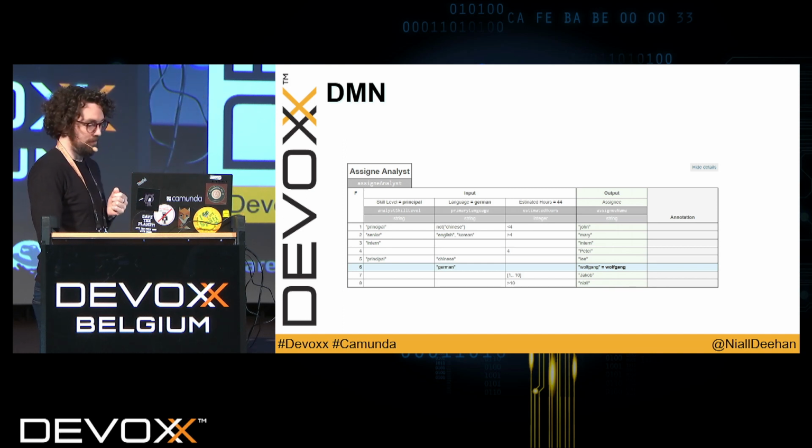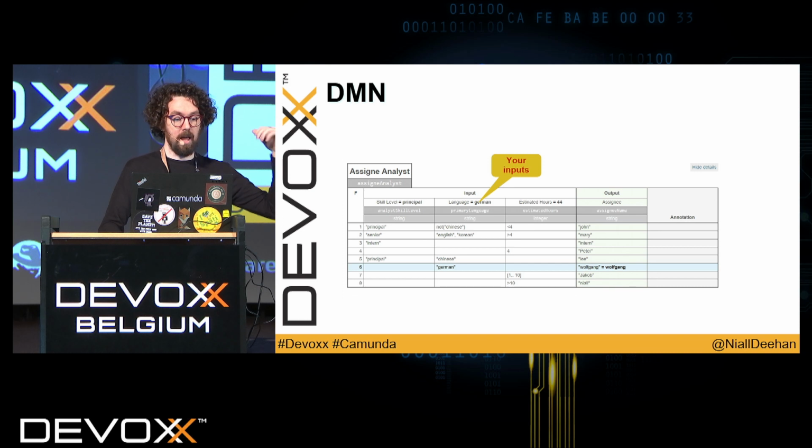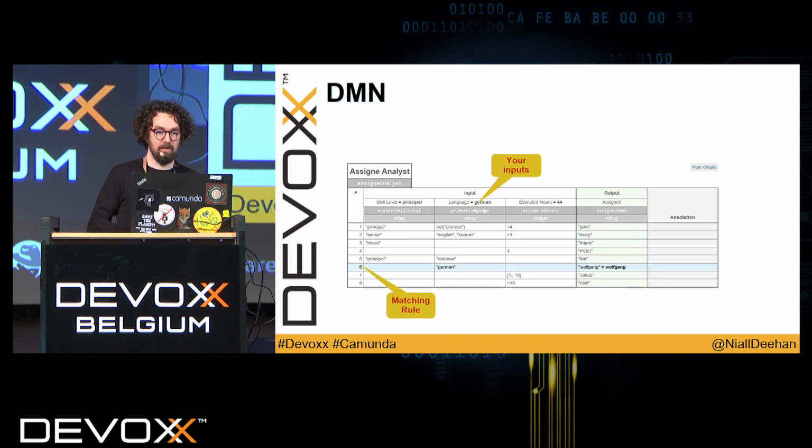And with DMN, we have a series of inputs, one or more, and for each of those inputs, it runs down the table, and each line is referred to as a rule. When it finds one that matches, in this case, our input is a skill level of principal, a language of German, and estimated hours of 44. You can see here that it doesn't matter what skill level you are, as long as they are in German. Apparently hours don't matter to Wolfgang because he will do anything. So this is a job that can be assigned automatically to that particular output.